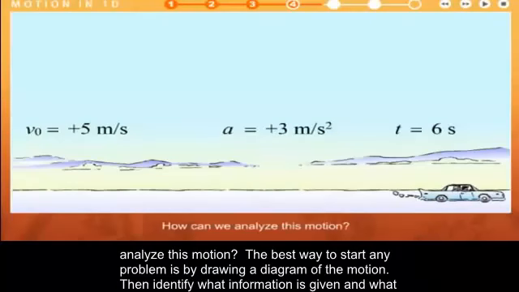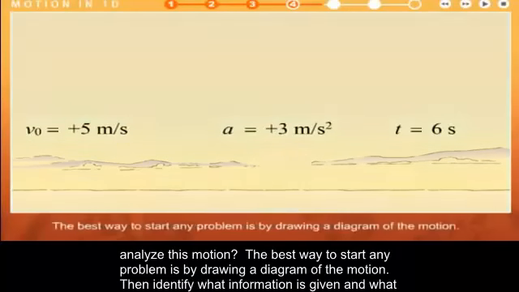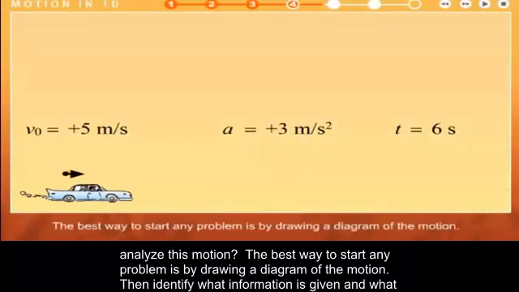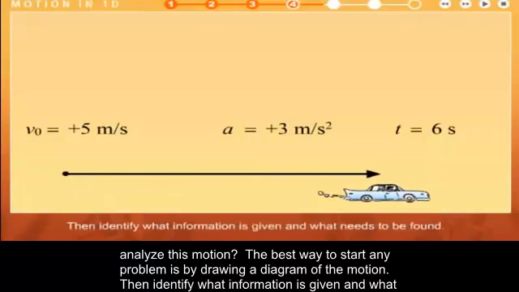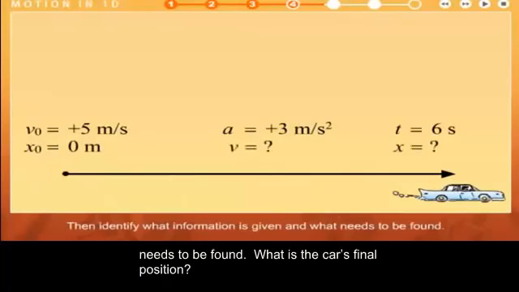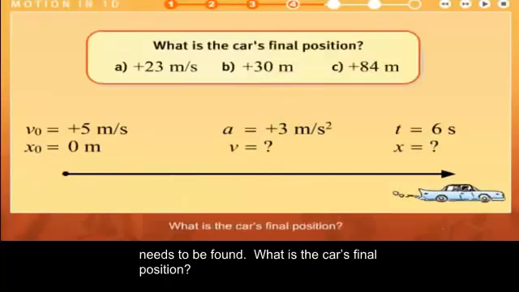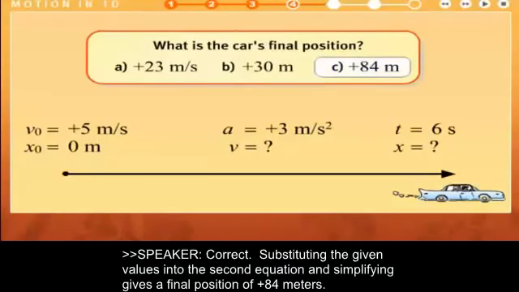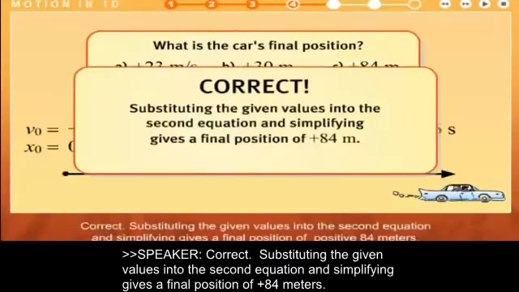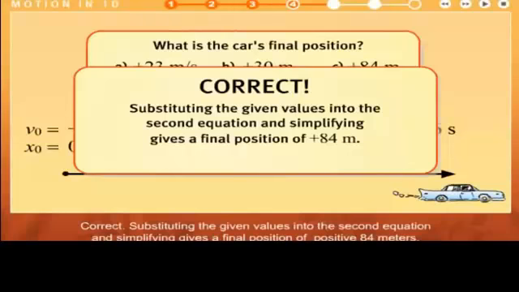How can we analyze this motion? The best way to start any problem is by drawing a diagram of the motion. Then identify what information is given and what needs to be found. What is the car's final position? Correct. Substituting the given values into the second equation and simplifying gives a final position of positive 84 meters.